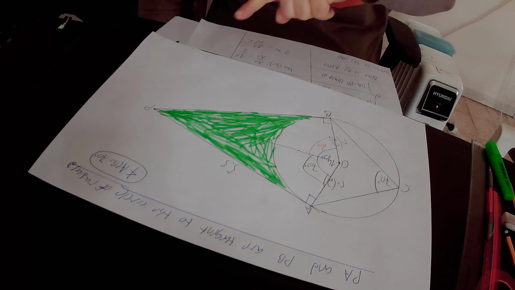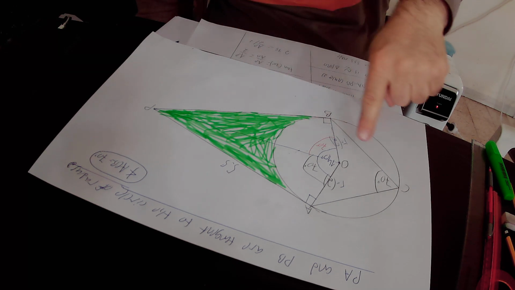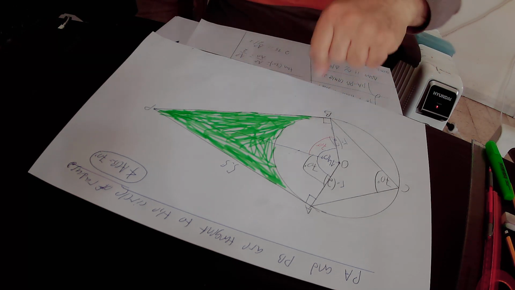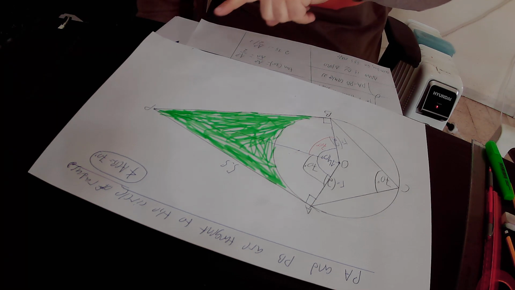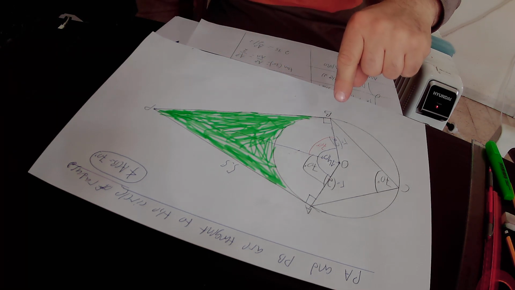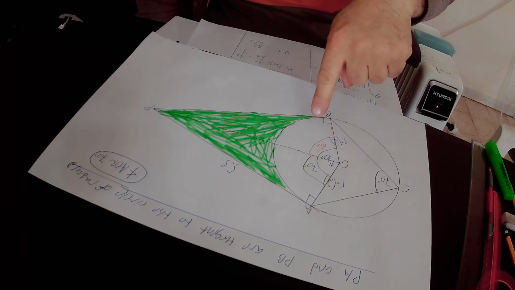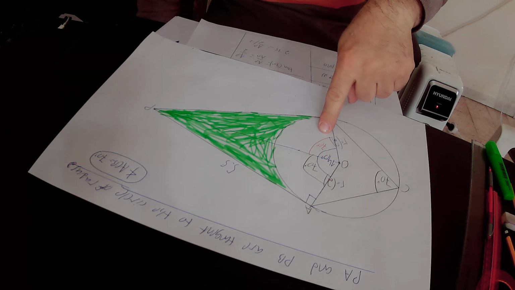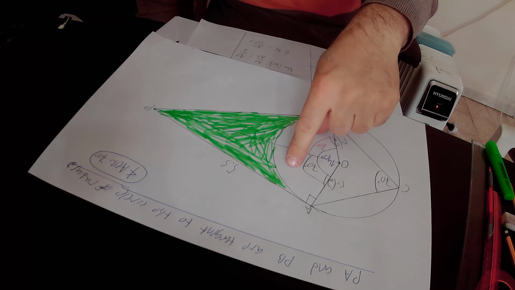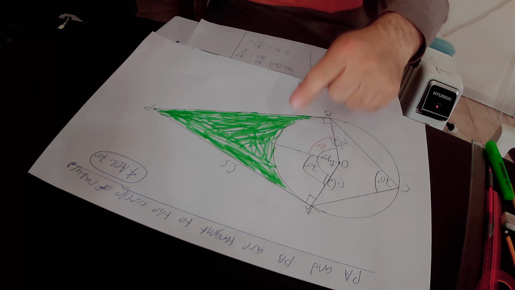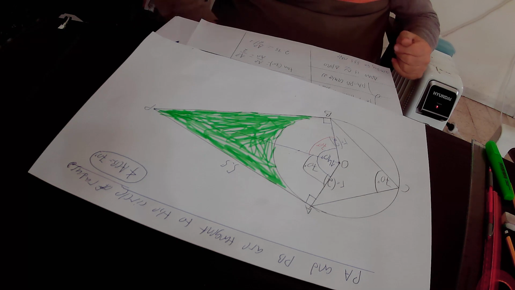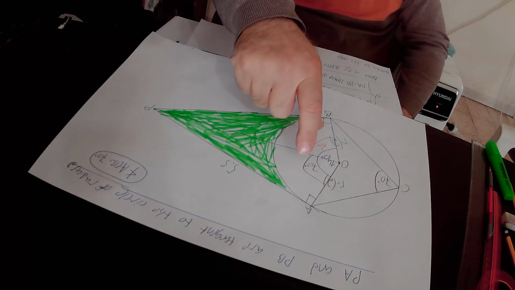In the next step, we join points P and O together by a straight line. By joining points P and O, we get two right triangles, the right triangle AOP and the right triangle PBO. In the next step, we prove that those two right triangles are congruent. So why are those two right triangles congruent?